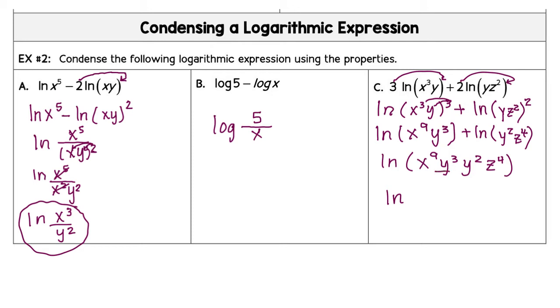What about these two? Y cubed and y squared, what will that become? Add the 3 and 2, and we wind up with x to the 9th, y to the 5th, z to the 4th. Awesome.